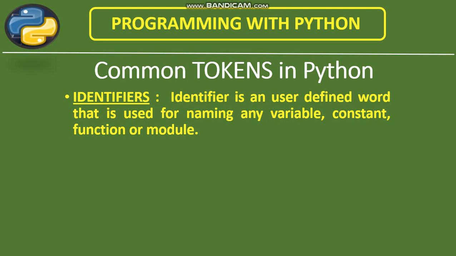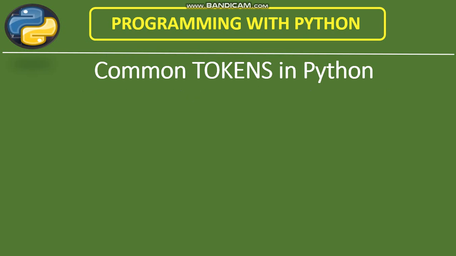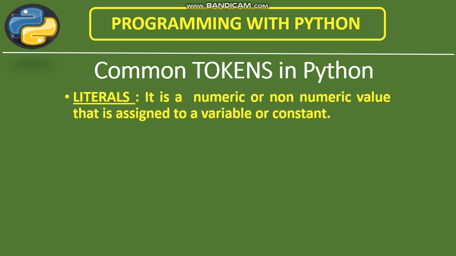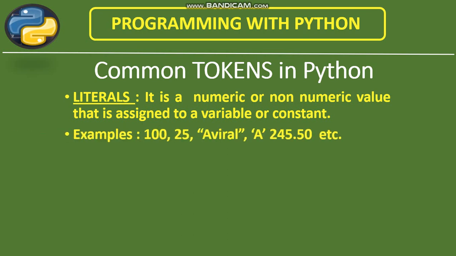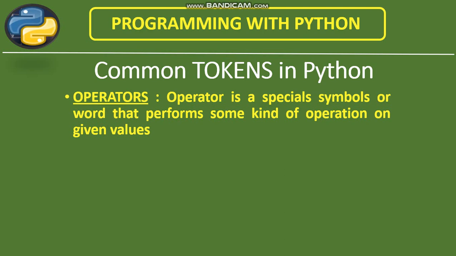It is defined by the user for naming variables, constants and function names, etc. Like here a, b, x, y, z, marks, age, all user defined variables are tokens. Literals, another important element, and a literal is a value assigned to any variable or constant, and this may be a numeric or non-numeric value, like all these values. Operators, a very important part. An operator is a specific kind of symbol that performs calculation on operands, like arithmetic operators, logical operators, relational operators, etc.